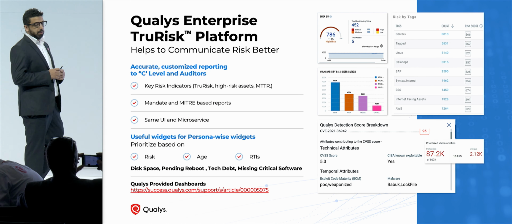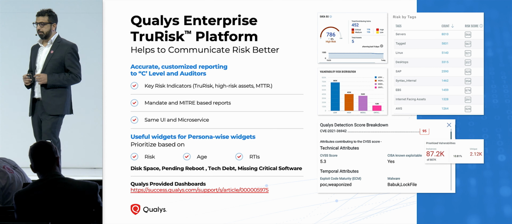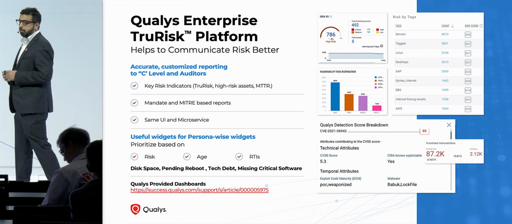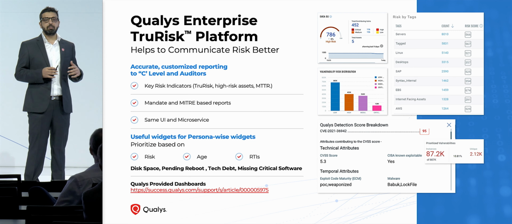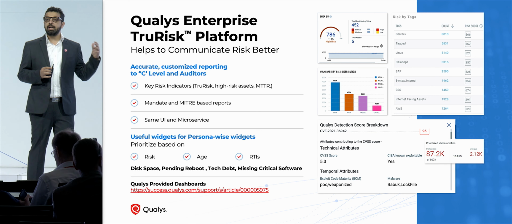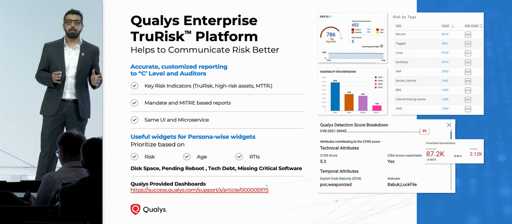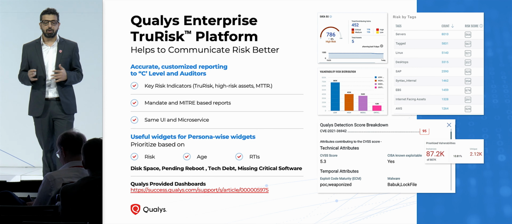Coming to the next pillar, how to communicate the right data to the right people at the right time using the Qualys platform. Communication is one of the most important parts of this whole thing. We have been able to reduce mean time to detection to up to 4 hours with the agent. Now comes the next pillar on how to reduce the mean time to communicate.